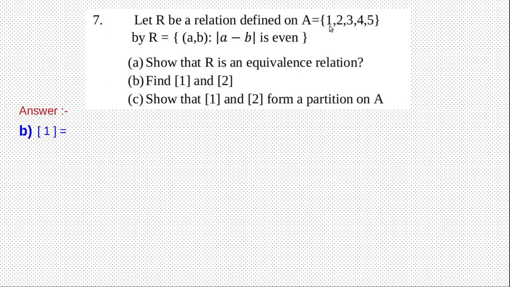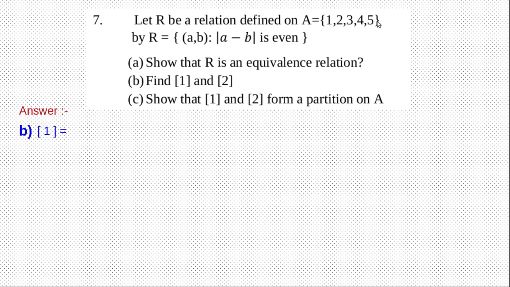Is 1 related to 1? Sure, 1 minus 1 is even. Therefore, 1 is a member of this set. What about 2? Is 1 minus 2 even? No, 1 minus 2 equals minus 1, it is not even. What about 1 minus 3? 1 minus 3 is equal to minus 2, it is even. Hence, 3 is related to 1. Similarly, 4 is not related to 1 and 5 is related to 1.